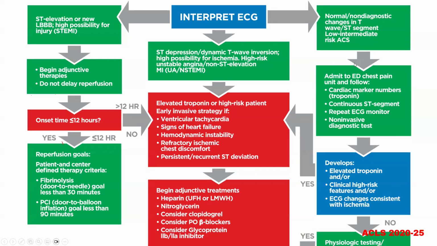The third category is T wave changes, ST segment changes, but not consistent with STEMI or non-STEMI. Admit to the ED chest pain unit, check the cardiac marker numbers, troponin, and continuous ST segment monitoring, repeat EKG, non-invasive diagnostic test. If it develops elevated troponins and clinical high-risk factors, EKG changes consistent with ischemia, push them into the non-STEMI category and treat with heparin, nitroglycerin, Plavix, and other beta blockers.